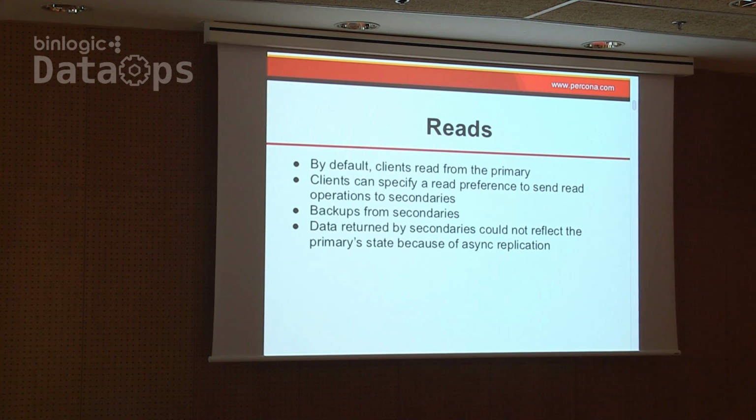All the reads by default go to the primary. So writes go to the primary, but reads by default also go to the primary node. Clients that connect to the replica set can also decide to set a read preference to send reads to the secondary nodes. This is very good if you want to balance your reads on the replica set. Since the replication is asynchronous, you could have some data on the secondary node that does not reflect the same state as the primary node.